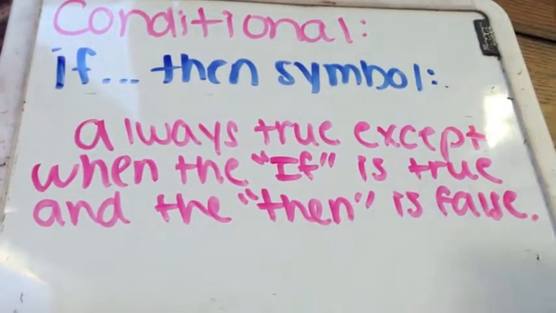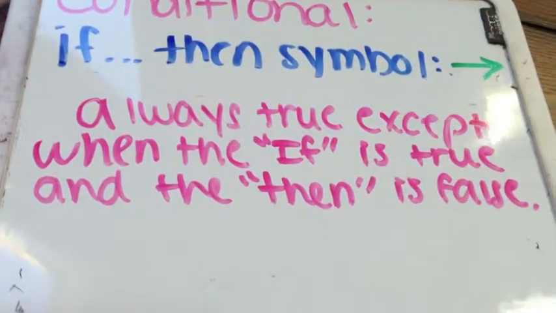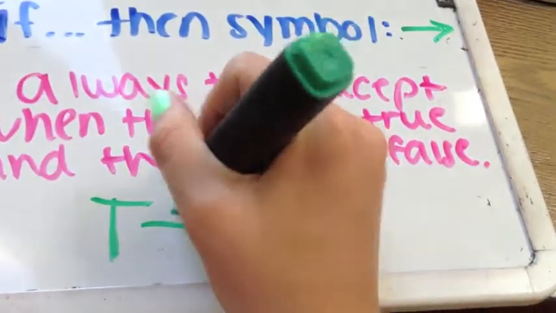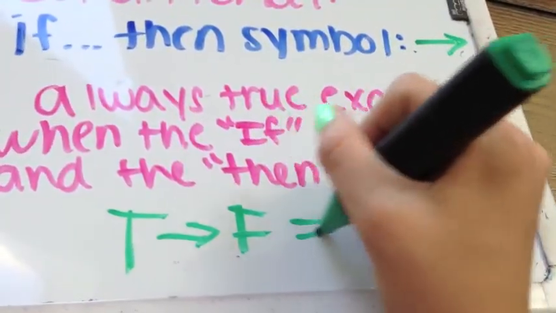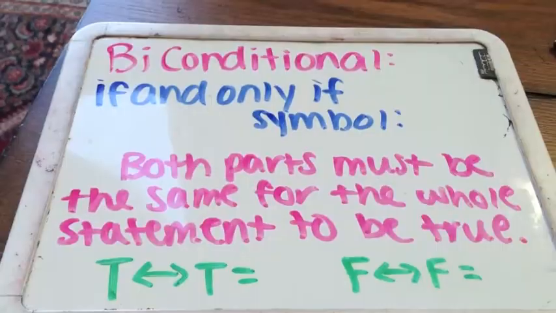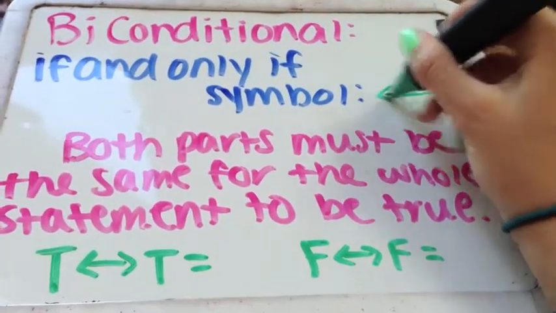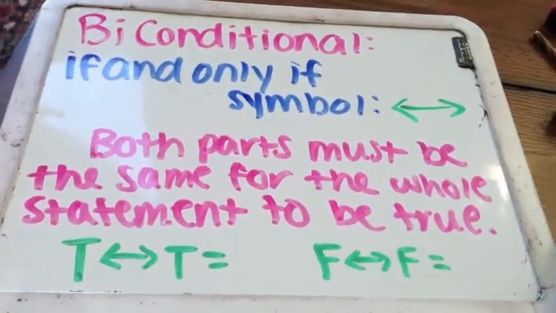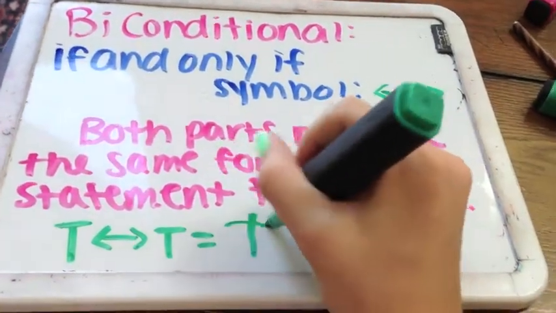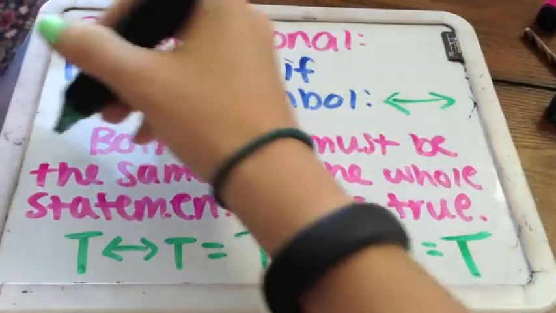Conditional means if, then, and the symbol is an arrow. This is always true except when the if is true and the then is false. So if true implies false, then the statement is false. This is important too. Biconditional means if and only if, and the symbol is a double arrow. Both parts must be the same for the whole statement to be true. So true, if and only if true, is true, and false, if and only if false, is also true. That's important.